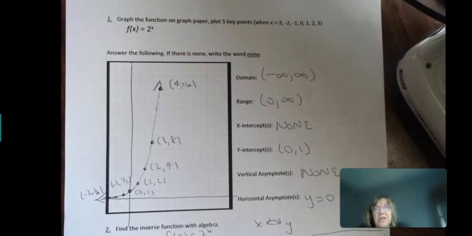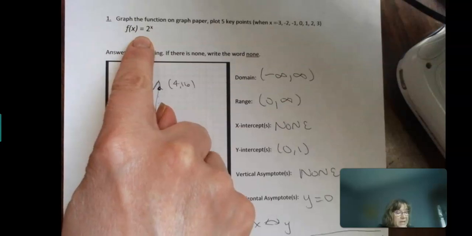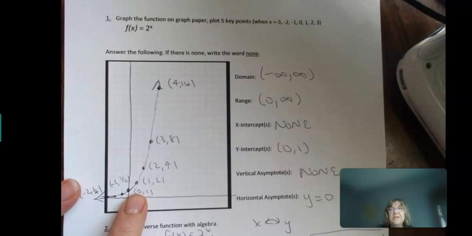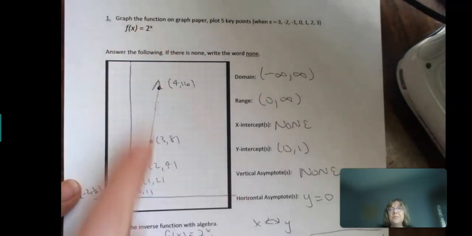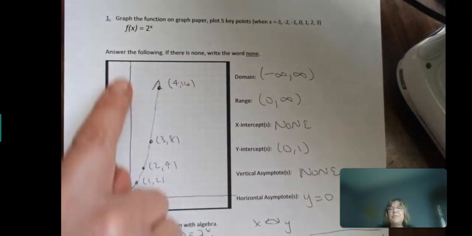Let's look at part 2 of the review. To graph this, I just made an input output chart. I just did it in my head though. So if you sub in 0, anything to the 0 power is 1. Sub in 1, 2 to the first power is 2. Sub in 2, 2 squared is 4. Sub in 3, output is 8. Sub in 4, 16. And then negative exponents would be reciprocal.